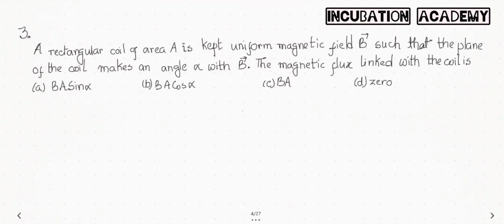Welcome everyone. The question displayed on the screen came from the CBSE 2025 physics paper. A rectangular coil of area A is kept in a uniform magnetic field such that the plane of the coil makes an angle alpha with B. The magnetic flux linked with the coil is, four options are given: BA sin alpha, BA cos alpha, BA and 0.